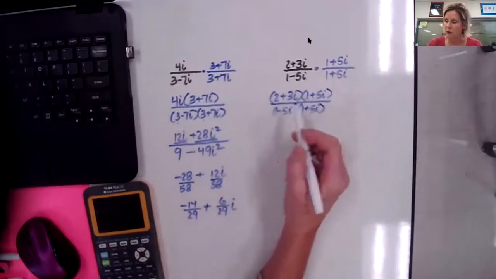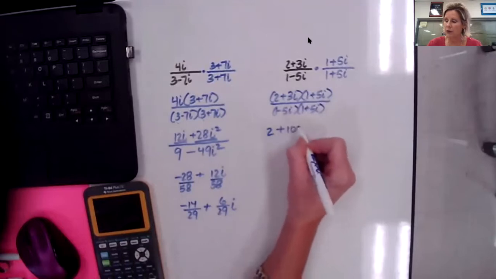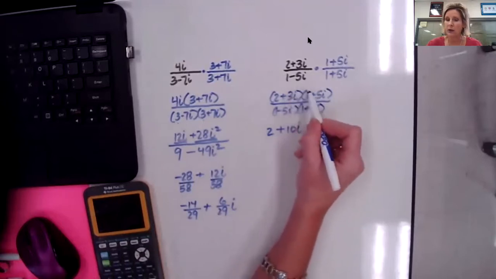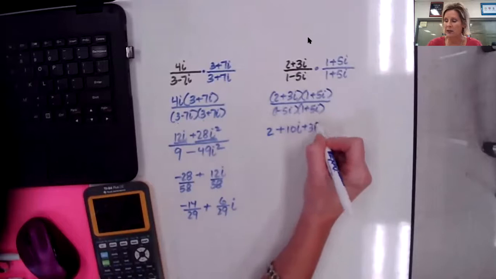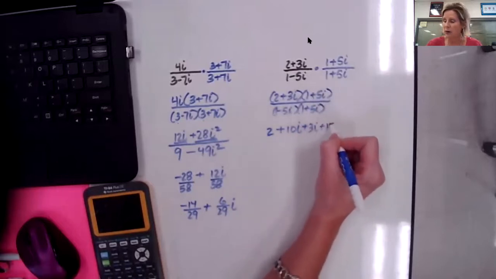So on the top, first is 2. Outer is 10i. I'm going to go all the way through the steps this time. Inner is 3i, so those should not cancel each other out. Last is plus 15i squared.